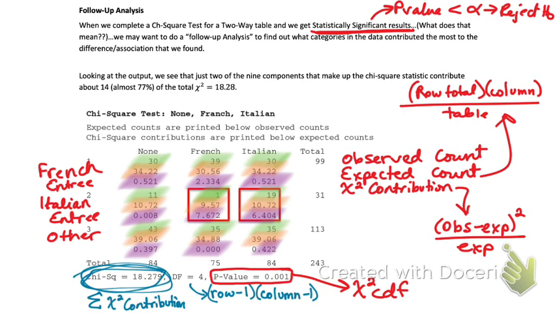Yeah, like the fact that these chi-squared contributions, these two particular ones, are so big. I mean, look, they almost take up 14 of the 18 of the chi-squared statistic. So, what does that kind of tell us about the food and the music and how we could manipulate people?